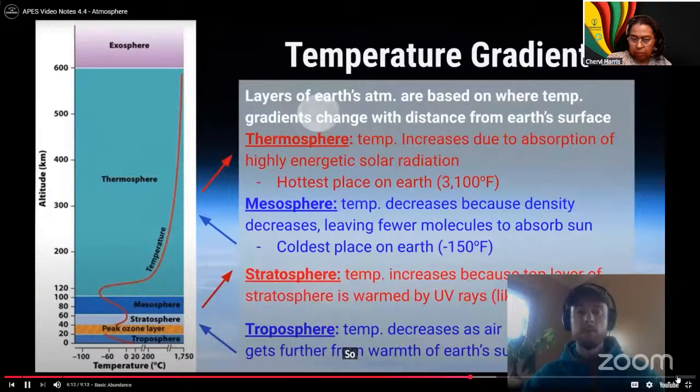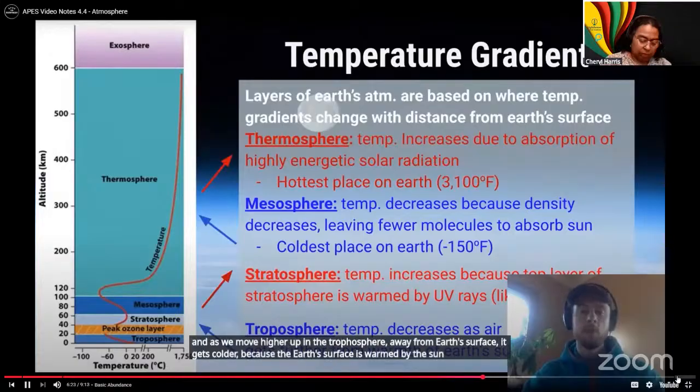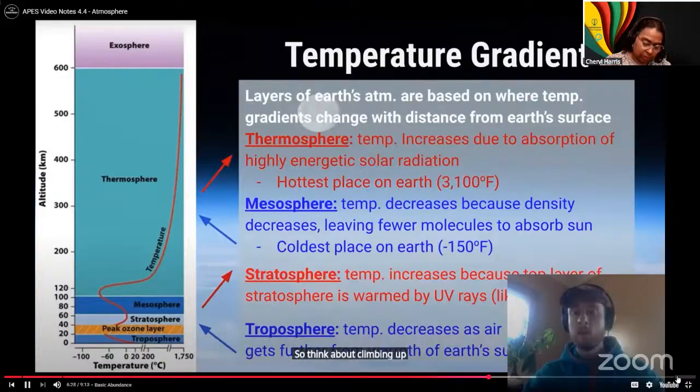So we'll start at the very bottom of the troposphere, right at Earth's surface. And as we move higher up in the troposphere, away from Earth's surface, it gets colder because the Earth's surface is warmed by the sun. And as we're getting further away from it, there's less heat. So think about climbing up a really tall mountain. It's going to get colder as you get closer to the top.